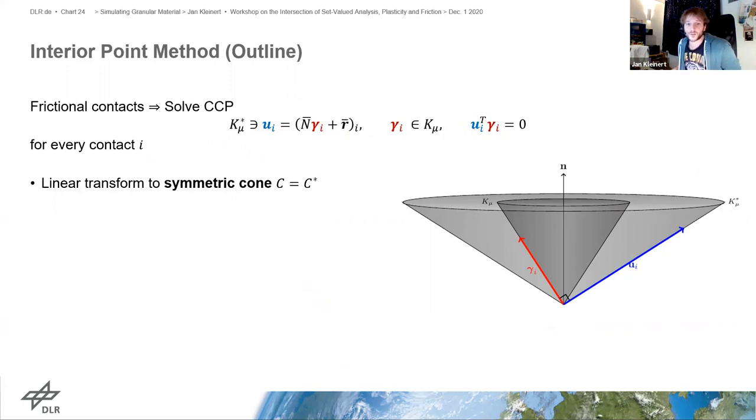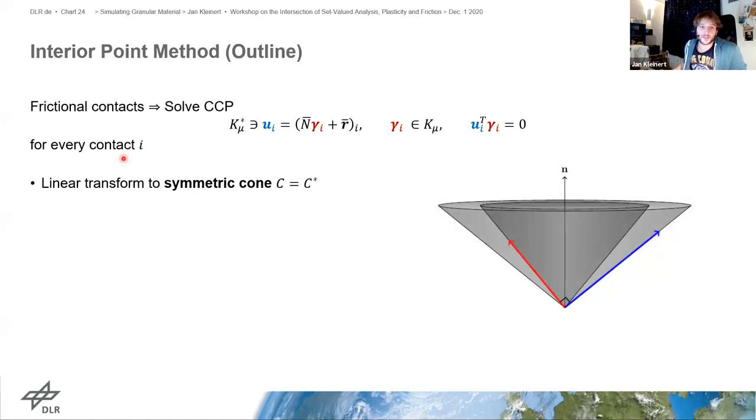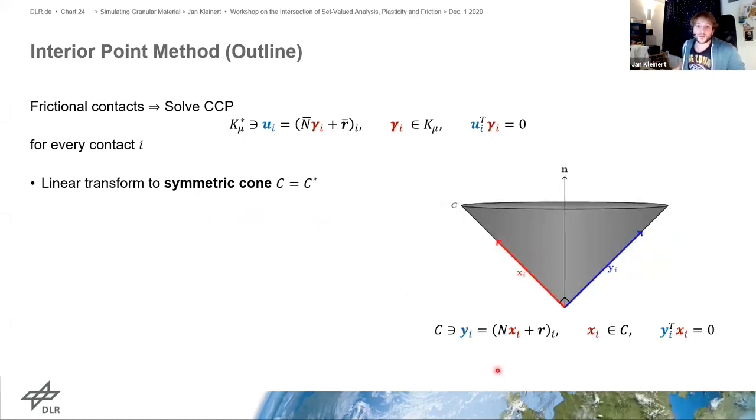Now, the first thing I'm going to do is add a linear transformation. So I'll get a new complementarity problem. My u's turn into y's and my gamma's turn into x's. And they now must be included in the same cone, which is symmetric. So it's self-dual.